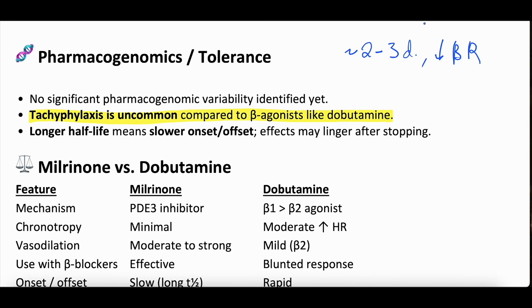And this is tachyphylaxis, so sometimes you see a need to start going up on Dobutamine after a couple days, not because the heart is sicker, but just because the Dobutamine is becoming less effective. Milrinone doesn't tend to have as much tachyphylaxis, so the effect of Milrinone tends to be persistent and maintained. Milrinone does have a longer half-life, which means it's harder to wean off. It lingers more after stopping, so just something to be aware of.